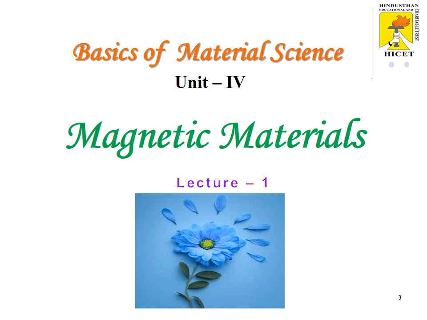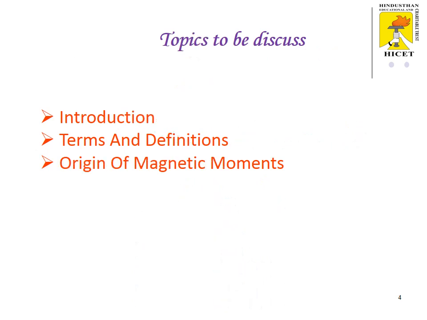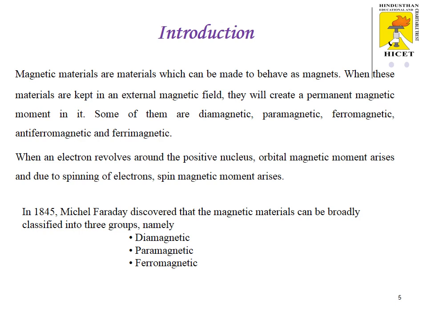Magnetic materials. Today we are going to discuss the introduction to magnetism, some of the terms and definitions in magnetism, and the origin of magnetic moment. Introduction. Magnetic materials are materials which can be made to behave as magnets. When these materials are kept in an external magnetic field, they will create a permanent magnetic moment in them. Some of them are diamagnetic, paramagnetic, ferromagnetic, antiferromagnetic, and ferrimagnetic.